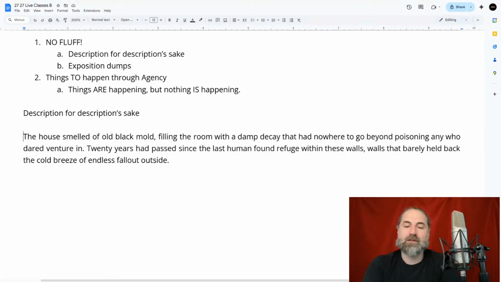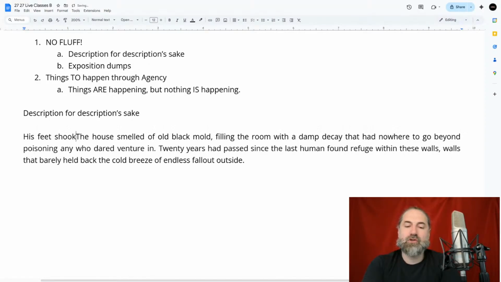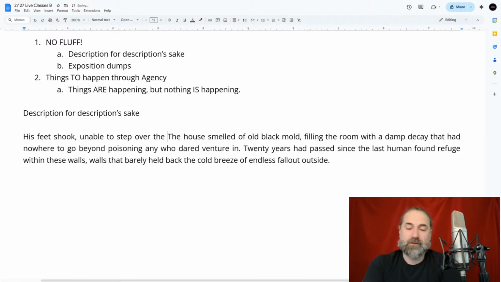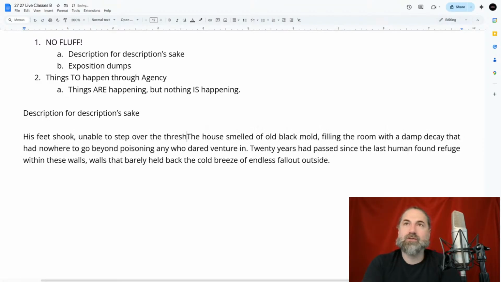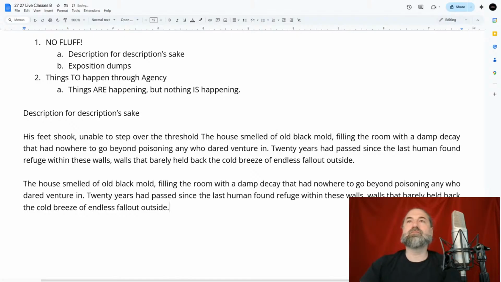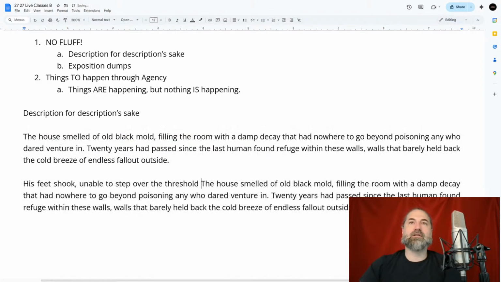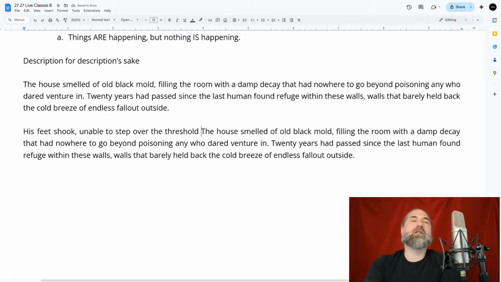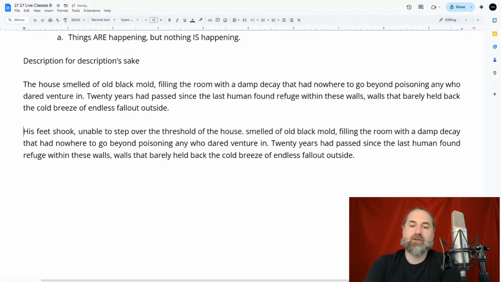The thing is, let's say I need all this. All I have to do is just put it through somebody, right? All right. His feet shook, unable to step over the threshold of the house. Wait. Let me do this. I'll show you the difference. His feet shook, unable to step over the threshold of the house.